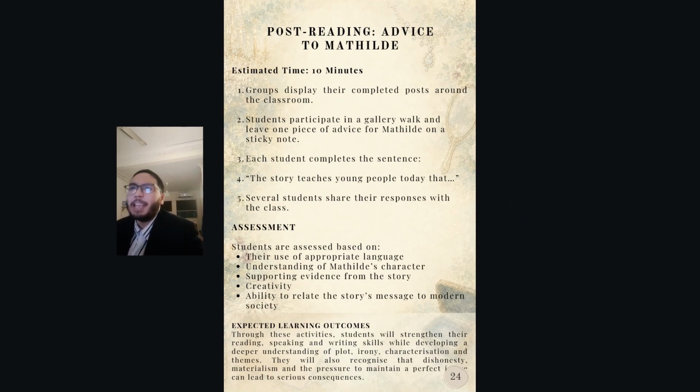the groups will display their completed posts around the classroom, and then they will have some sort of a gallery walk, and really just take in all of these posts around and understand what kind of character Matilda is. And then afterwards, each student will have to complete a sentence, where they will share their responses with the class as a whole. Now, they will be assessed based on their use of appropriate language and their understanding of the character, as well as presenting supporting evidence from the story.